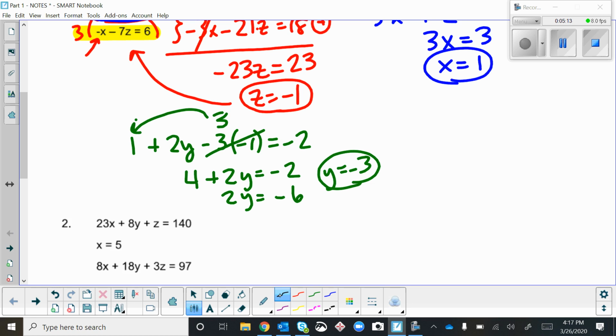Remember, you're not writing it in the order you solved, you're writing it in alphabetical order. So your x, then your y, and then your z. So it's 1, -3, 1.